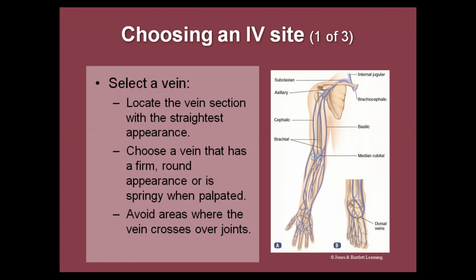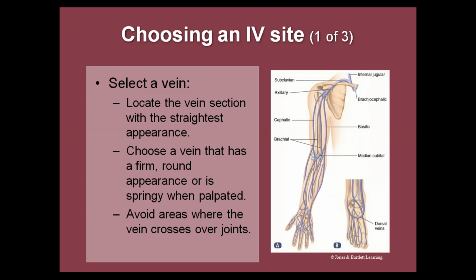Choose a vein that has a firm, round appearance or is springy when you palpate. So as you push down on that vein, it should have more of a springy bounce to it. If it doesn't spring back, if it's not springy, it's probably not a vein. And when you puncture it, that patient might scream and yell. So don't do that.